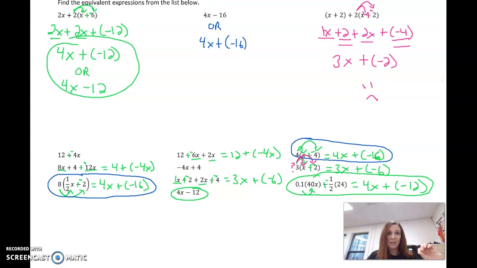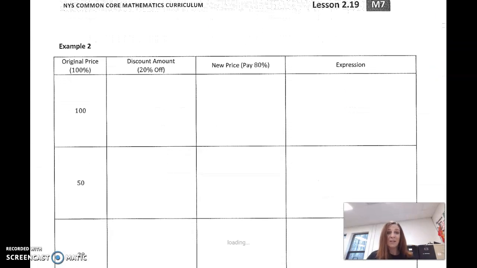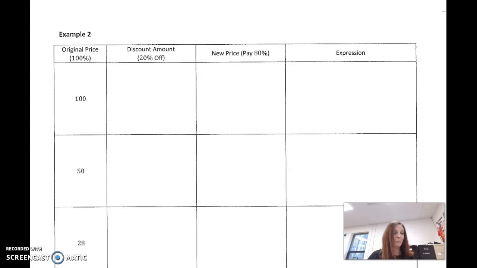Now we're going to switch gears a little bit, and I want to talk about money and discounts. We've done this before, okay? So we've got some percents here, right? And I want you to remember that the word percent means per 100.